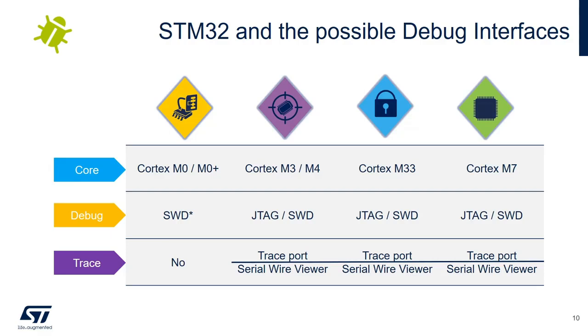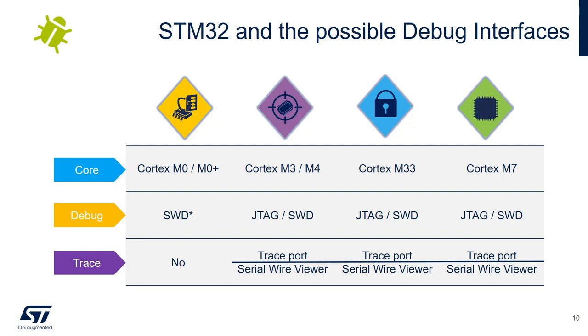The SWD is a debug port very similar to the JTAG and provides the same debug capabilities like run, stop, breakpoints, single step, but it actually uses fewer pins. And it replaced the JTAG connector with just the 2-pin interface, one for clock and one for bidirectional data.